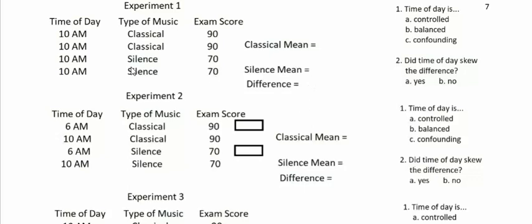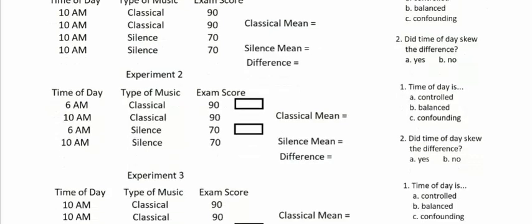And remember, time of day is an extraneous variable in this experiment. It's not being studied. We're looking at the effect of type of music on exam score. So decide if time of day is controlled, balanced, or a confounding variable based on what I've told you in one of the other videos.